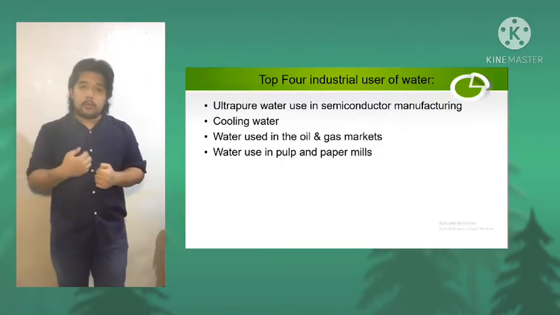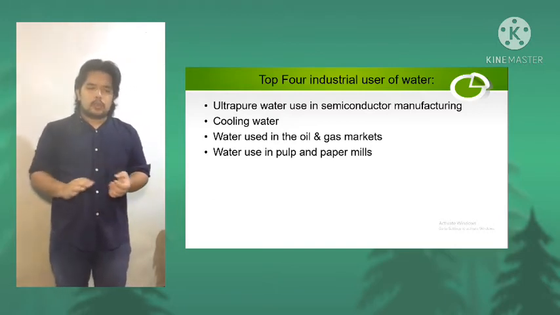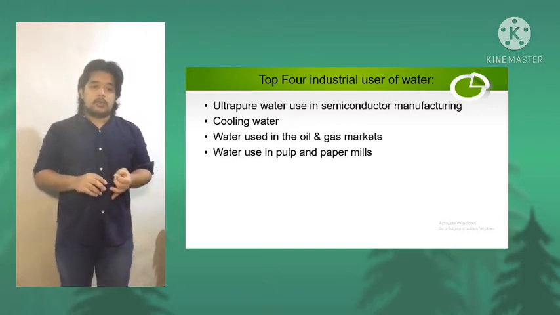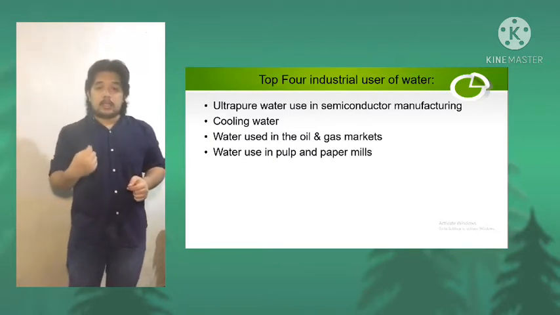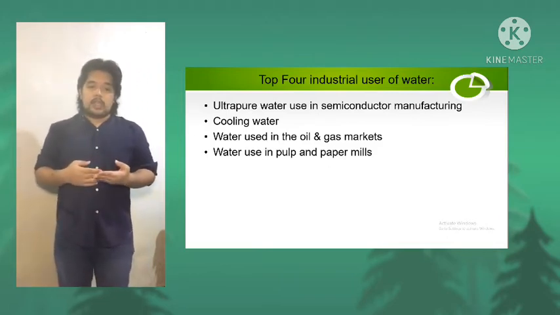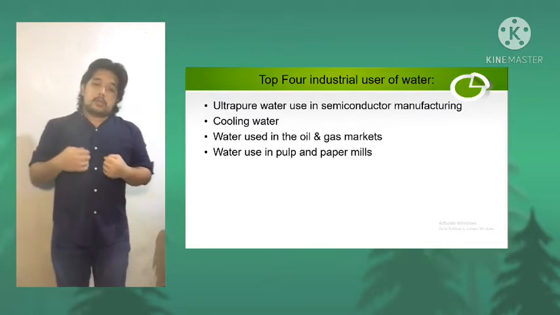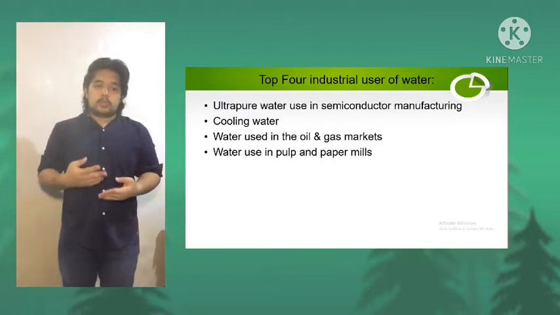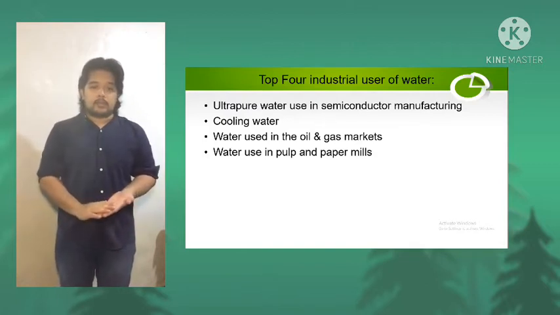Top 4 industrial users of water. First is the ultra pure water used in semiconductor manufacturing. Water is an essential component for the manufacturing of semiconductors and chips, which are used every day in computers, cell phones, automobiles. Ultra pure water is used throughout the process, including to remove impurities from silicon wafers.